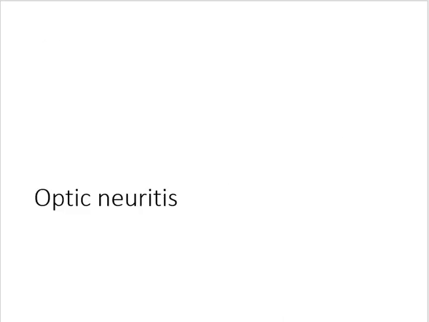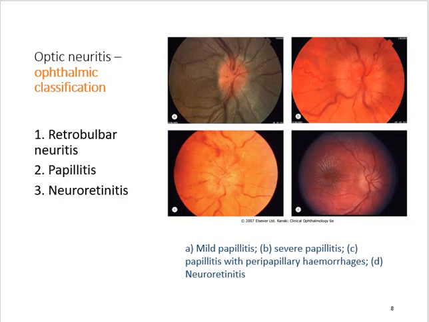Let's move on now to optic neuritis. Optic neuritis is defined as inflammation, infection, or demyelination of the optic nerve. And it can be classified in two ways: by its appearance, which is the ophthalmic classification, or by its etiology or cause. So if we consider the ophthalmic classification, there are three types of optic neuritis.